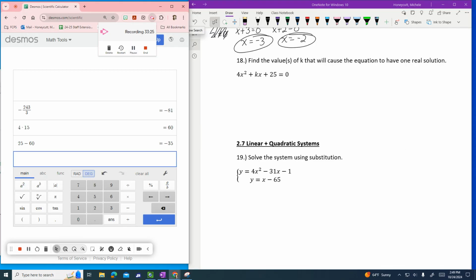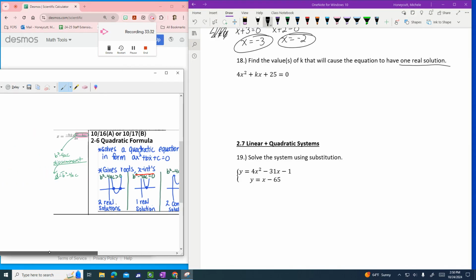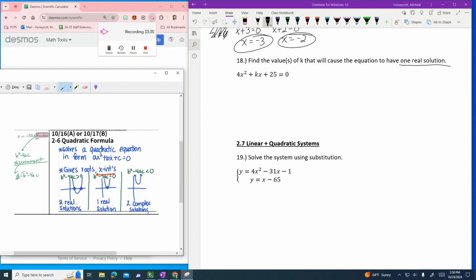To do number 18, I'm going to need to know what has to happen to have a real solution. So here's the reminder about the discriminant. The discriminant's the part under the radical of the quadratic formula. So there's the discriminant. The formula for that is b squared minus 4 times a times c. And if I want to have one real solution, then my discriminant needs to equal 0. b squared minus 4ac needs to equal 0. So I will set this equal to 0.